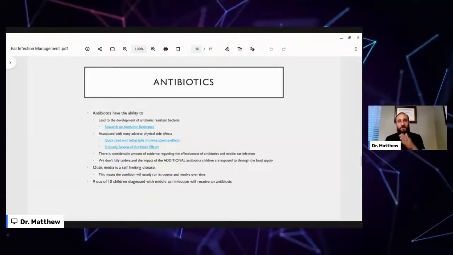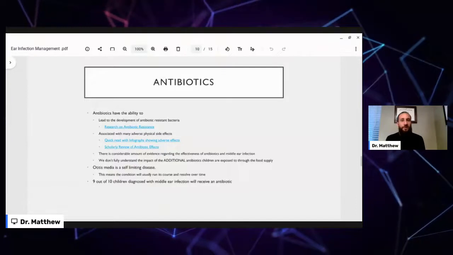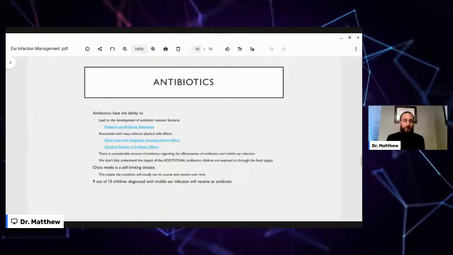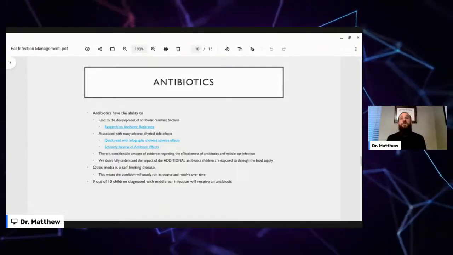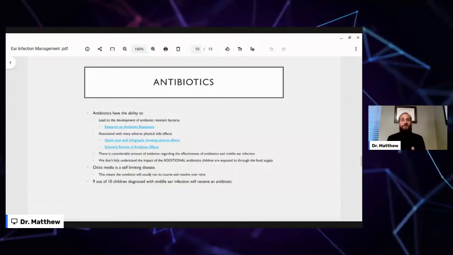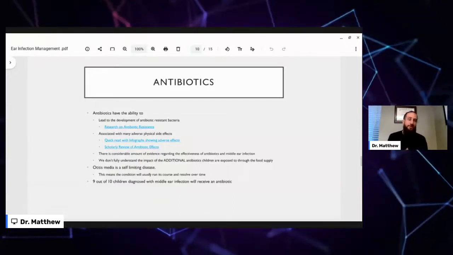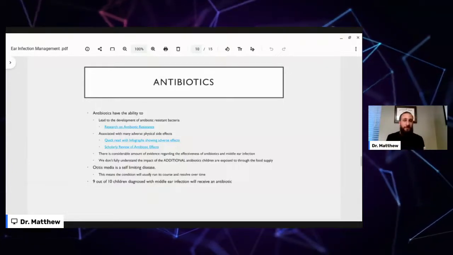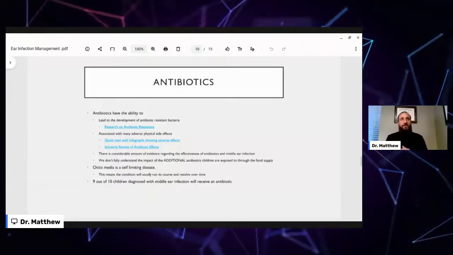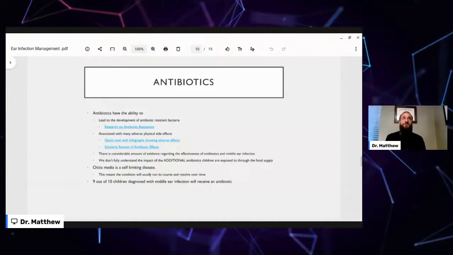Otitis media ear infections are a self-limiting disease, right? This means the condition will run its course and resolve over time. Now, I don't want to diminish anybody that has had their kid with an ear infection that doesn't get better and they have to get tubes. That sucks. But we have to think, were the rounds of antibiotics necessary?